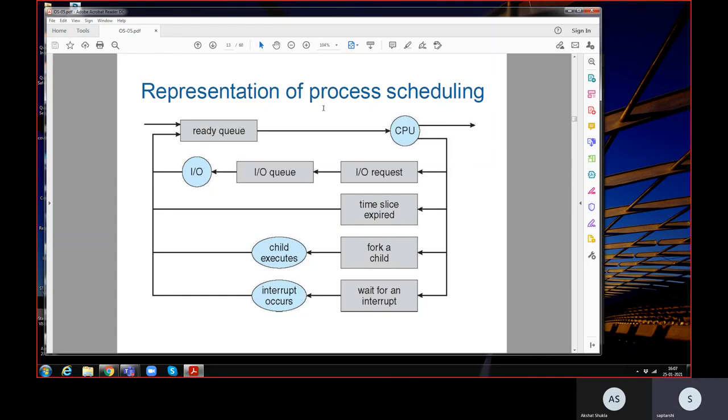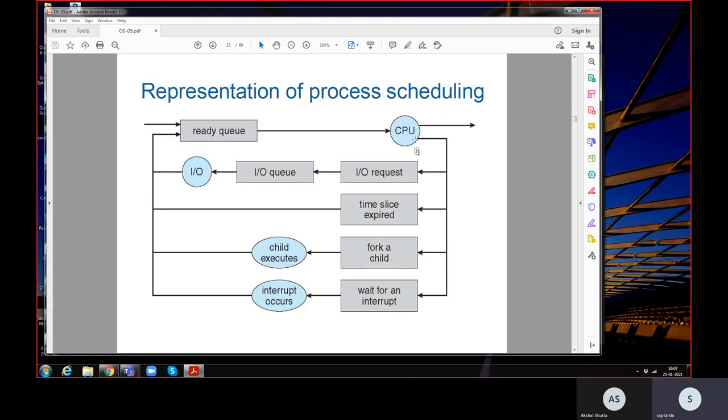Let me just walk you through what is happening here. It's nothing new. We have discussed this. Suppose this is the ready queue. So one of the processes will be allocated the CPU. Right? And once it is allocated the CPU, it can either complete and be terminated, or one of these events happens. This process can make an IO request. If so, then it is placed in an IO queue, the queue for that particular device for which it has raised an IO request. Once that IO is completed, it will again be pushed back to the ready queue.